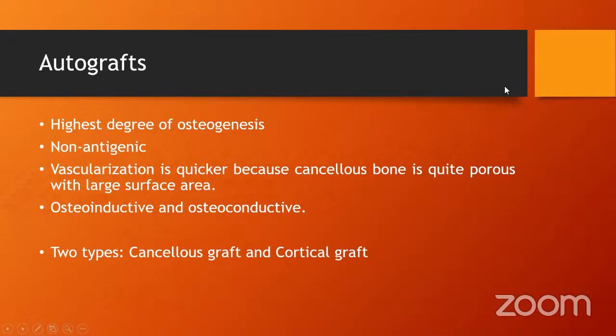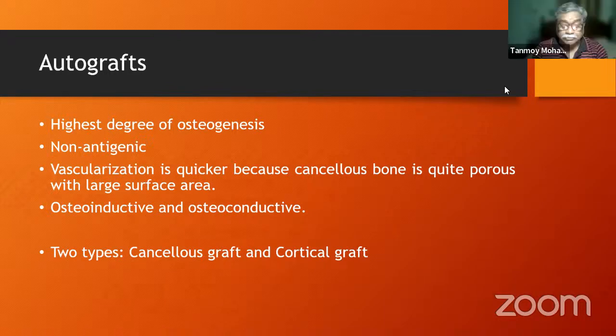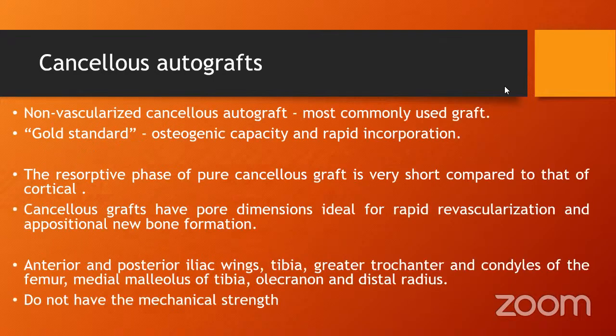Coming to my topic, autograft. Autograft has the highest degree of osteogenic potential, which is non-antigenic. And vascularization is also quick because the cancellous graft has good pore size and a large surface area for revascularization. As well, autograft has osteoinductive and osteoconductive properties. There are two types of autograft: cancellous autograft and cortical autograft.